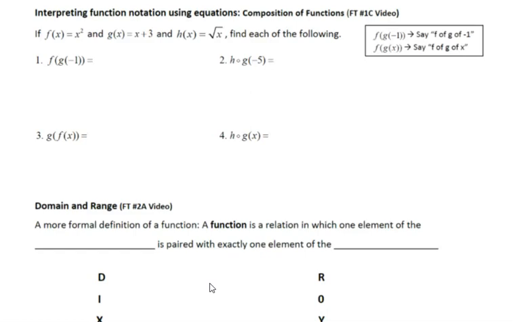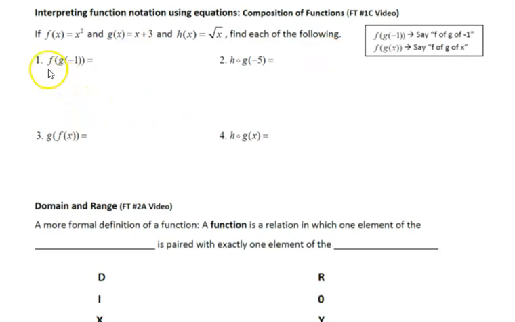It allows us to look at what happens when we do two processes or multiple processes instead of just one, when we insert one function into another. It allows us to have a way of expressing that without giving a very complicated verbal explanation. So first of all, let's say that we have three functions. f of x equals x squared, g of x equals x plus 3, and h of x equals the square root of x. And we want to combine these together in different ways.